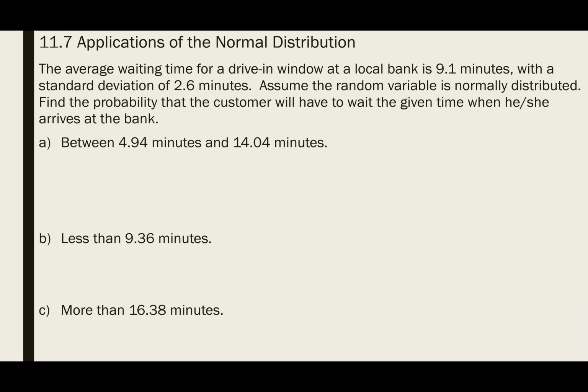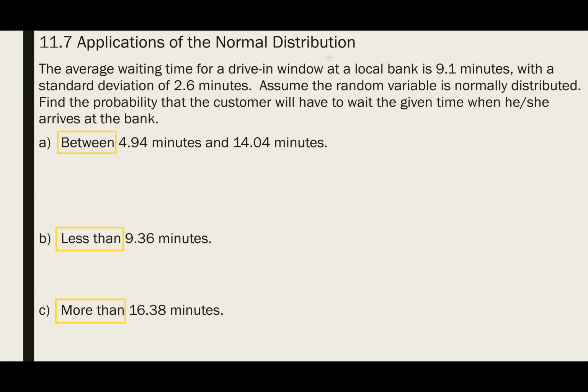Let's take a look at this one, and hopefully you see that yes, they scramble things around, but they still ask you in between. They still ask you less than, which is on the left side. They still ask you more than, which is on the right side. Even though they scramble it around, the concept, the idea is the same. So what is the story? What is the data here?